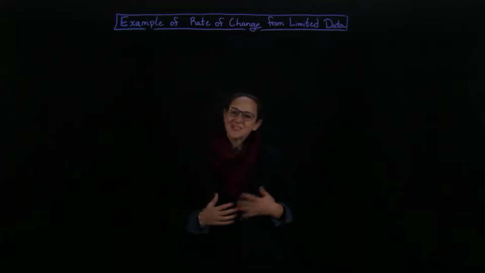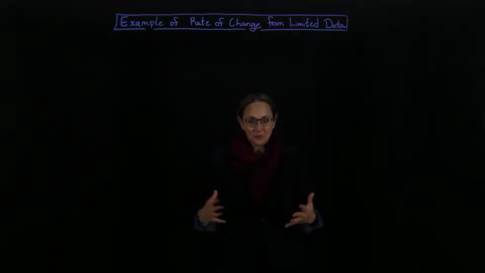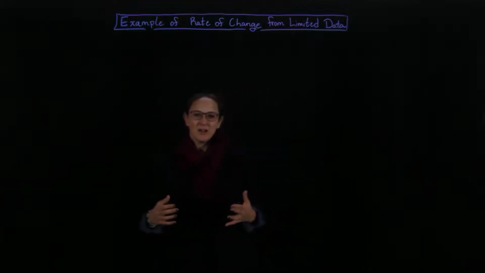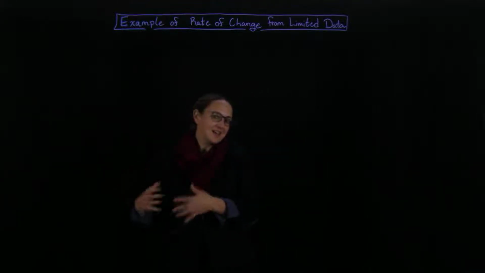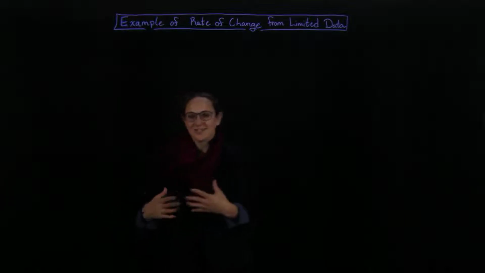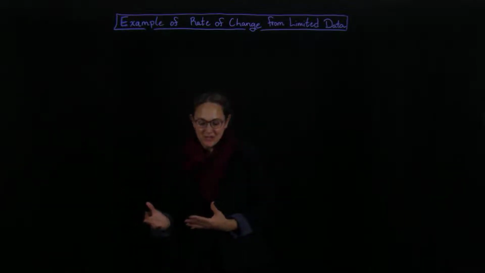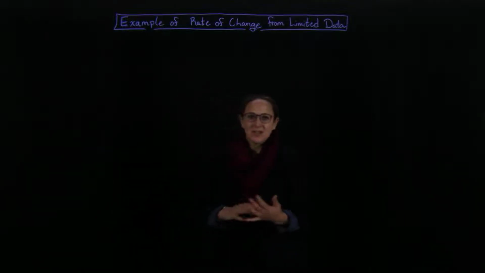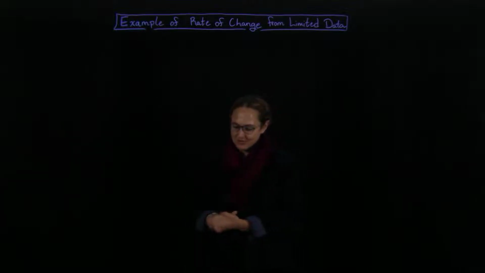Welcome. In this lecture, we're going to talk about a very normal circumstance where you only have the data at a certain number of points and you want to get some kind of average rate of change over intervals to understand what's going on just from that.